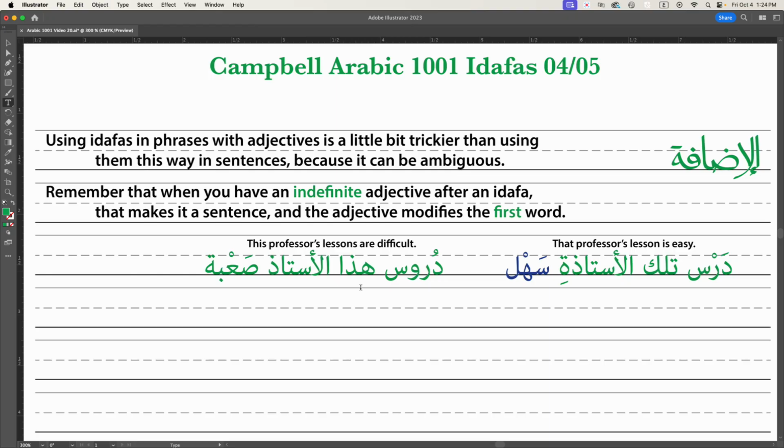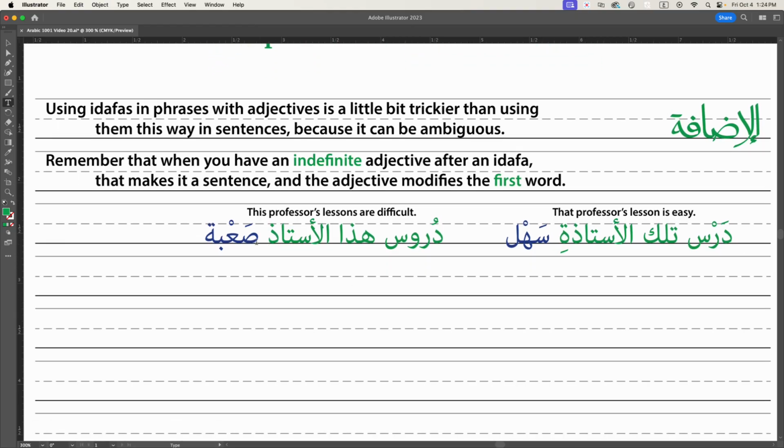By the same token, we can say durus hadha al-ustad, so now I've made dars plural, sa'ba. So sa'ba means difficult, and there's a new vocabulary word for you. It can mean hard, as in this test is hard, but not hard as in hard as a rock. That's a different word. So durus hadha al-ustad sa'ba. So we go from definite, definite, definite. This one is definite because it is owned by this one. This one is an ism ishara or demonstrative: this, that, these, and those. That makes it definite, and then we go to indefinite. So that's where our is, am, or are goes. That was the subject of the last video, so it shouldn't be that much of a problem for you.